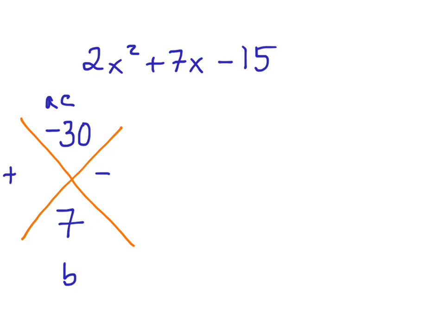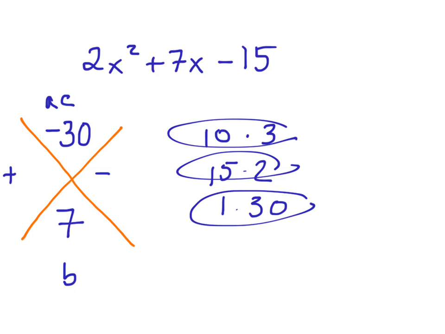You could think of, maybe, 10 and 3 for 30. Maybe you don't initially think of that one. Maybe you think of 15 and 2, 1 and 30. Notice that since one's positive and one's negative, when we add those, essentially what we're doing is subtracting. So if I look at these numbers, 10 and 3, 15 and 2, 1 and 30, which of those could I subtract to get 7? The answer is the 10 and the 3. A positive 10 and a negative 3 will add together to get 7, or 10 minus 3 is 7.